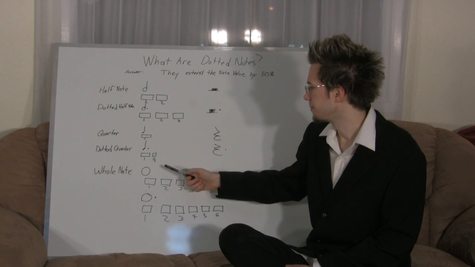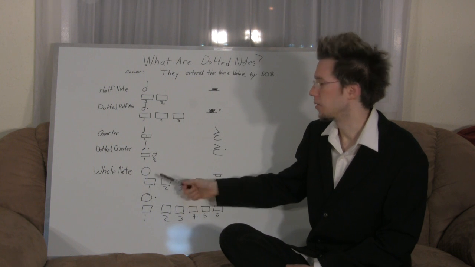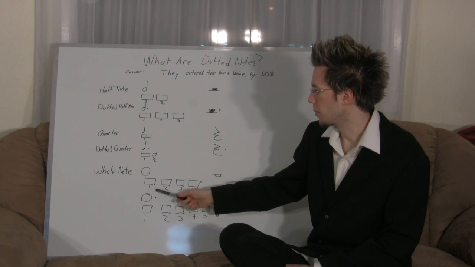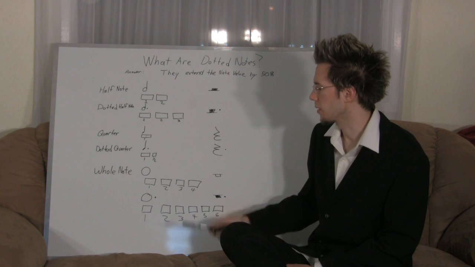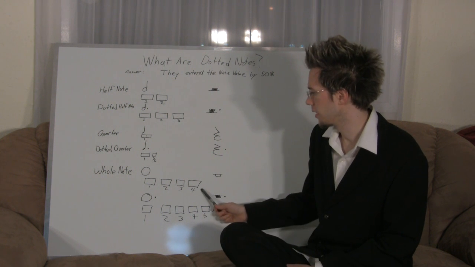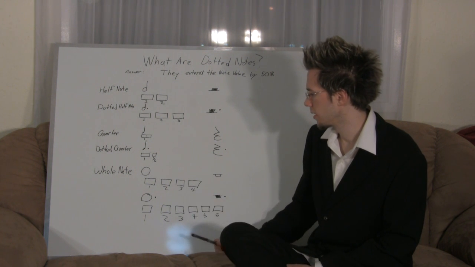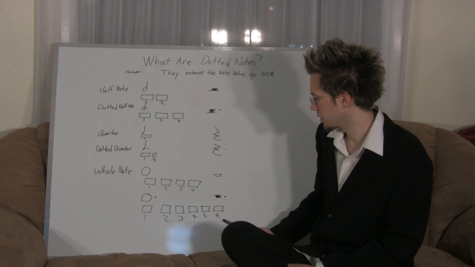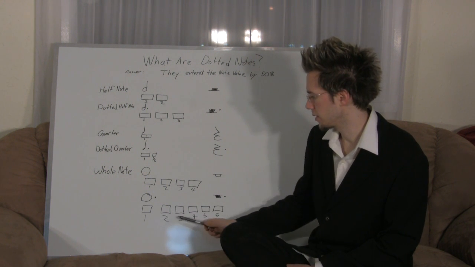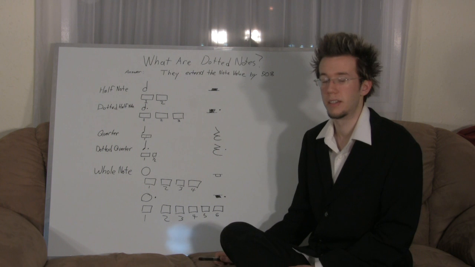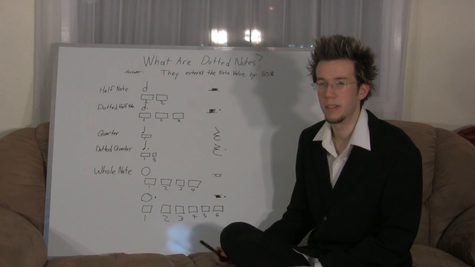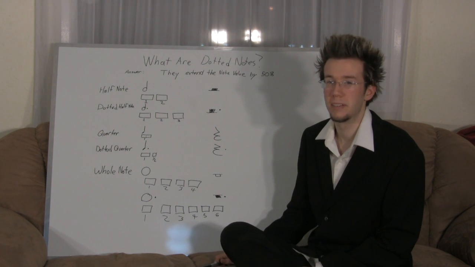Okay, let's move on. So whole note. A whole note's worth 4 beats. So we go 1, 2, 3, 4. Okay, so what's half of 4? Half of 4 is 2. So 2 plus 4 is 6. So 1, 2, 3, 4, 5, 6. So do you think you get it now? I hope you do.